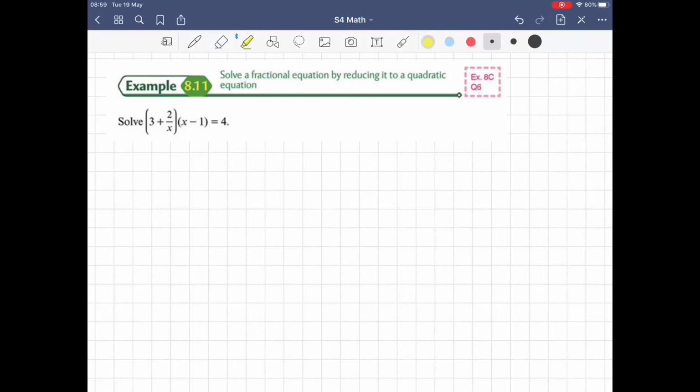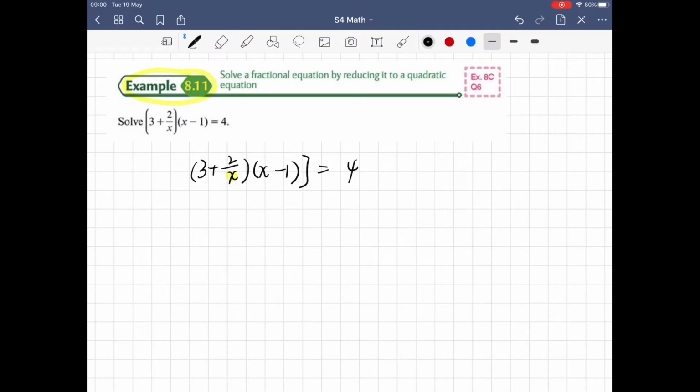So let's take a look at some examples. The first example I want to talk about is example 8.11. In this question we have 3 plus 2 over x, times x minus 1, equals 4. In this case, we only have to consider one fraction, and this is 2 over x. And we want to remove the denominator x.